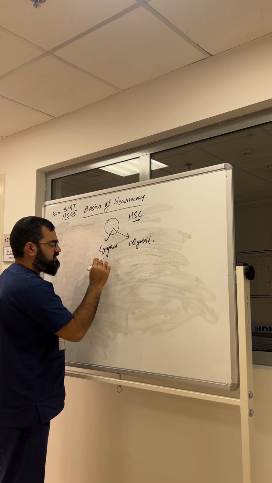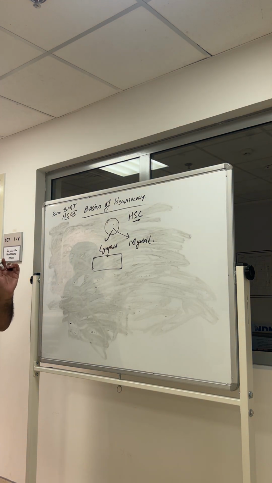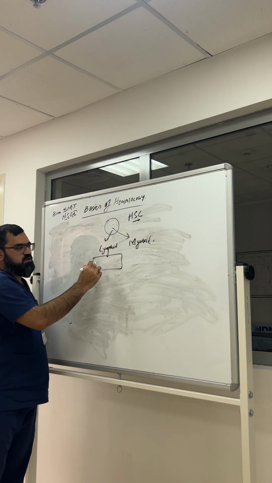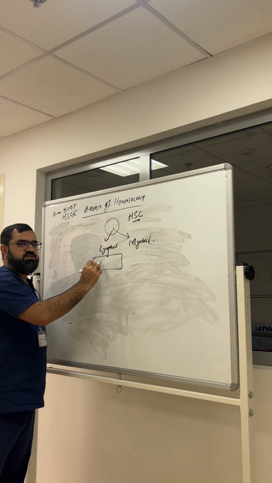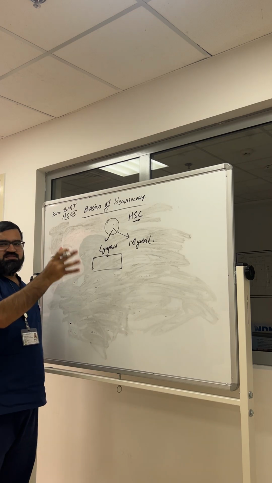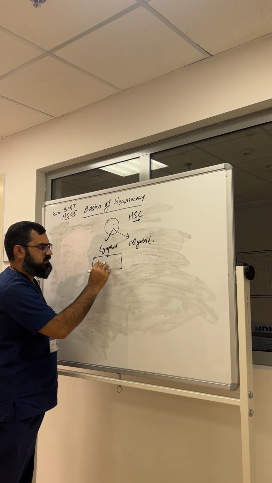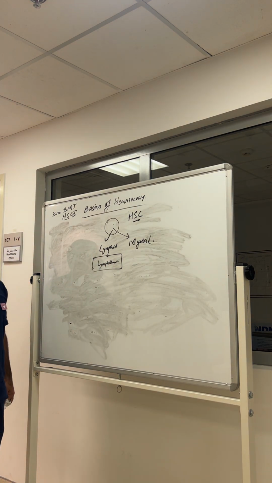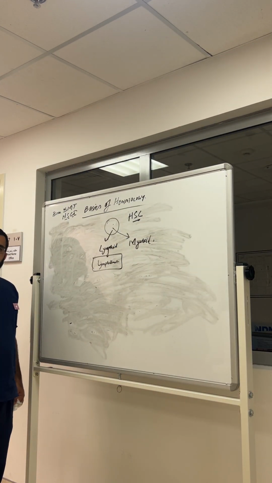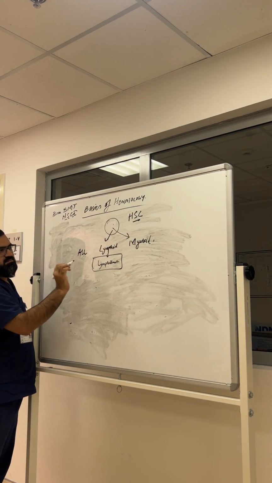The immature phase is called what? Blast. In any case, it's an immature form. But when it's lymphoid, what blast will it be called? Lymphoblast. Very simple. And if you have proliferation of lymphoblast, what do you call it? Acute lymphoid leukemia. So ALL is here.